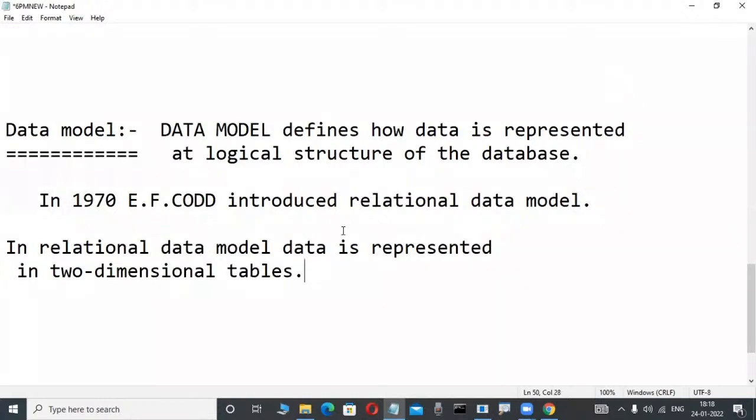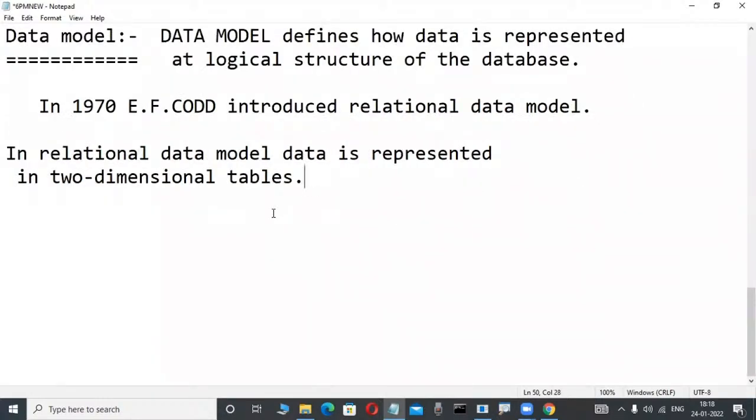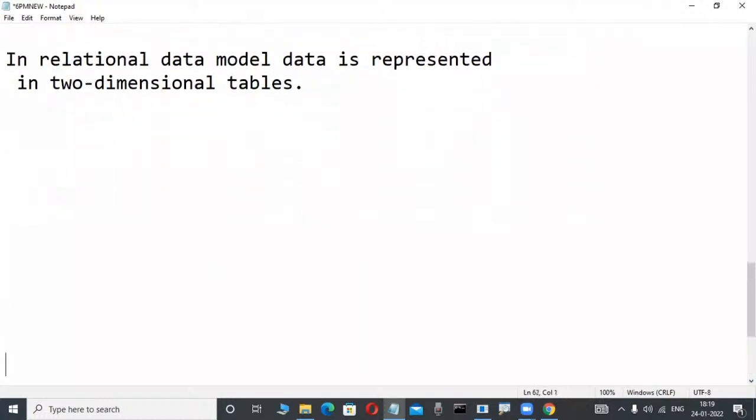Why this relational data model? The relational data model products we are operating, and the SQL language we are using. That history, the big history, we will learn next, whenever our course starts. This is a big concept.